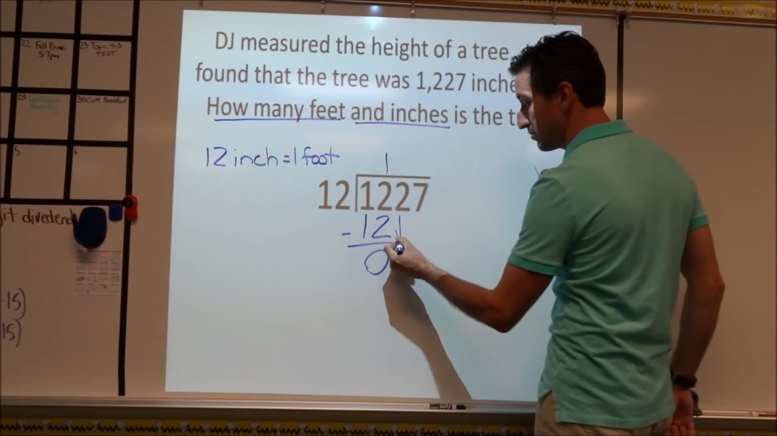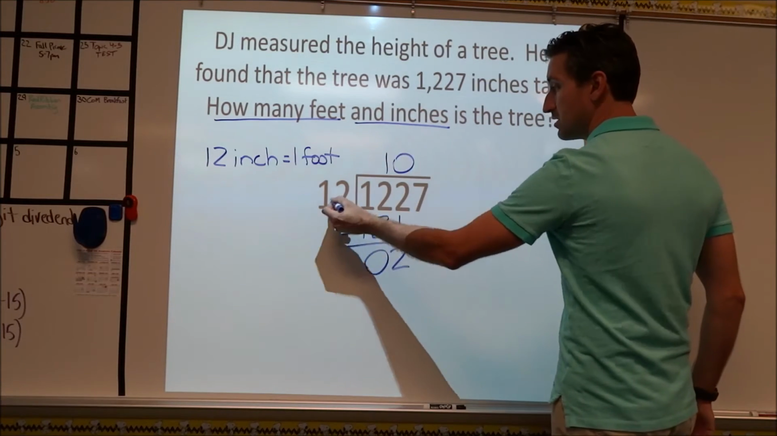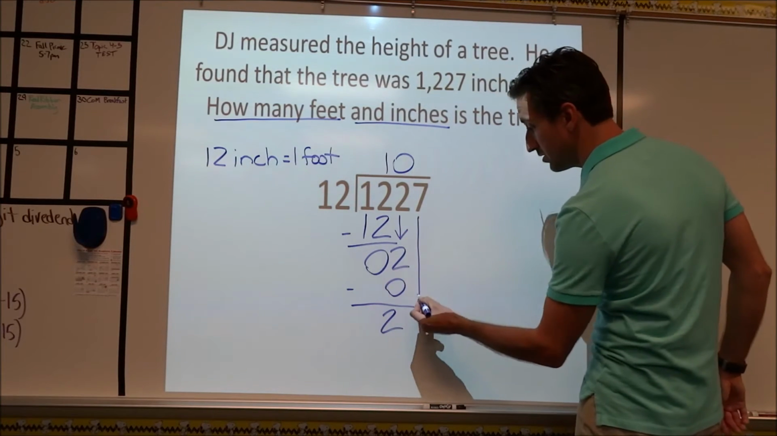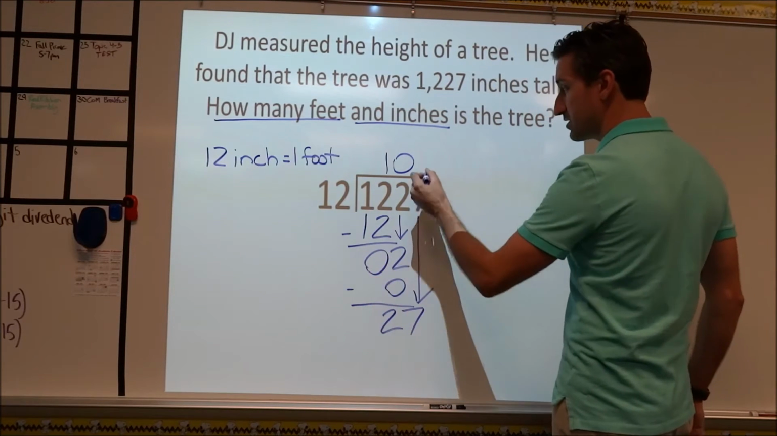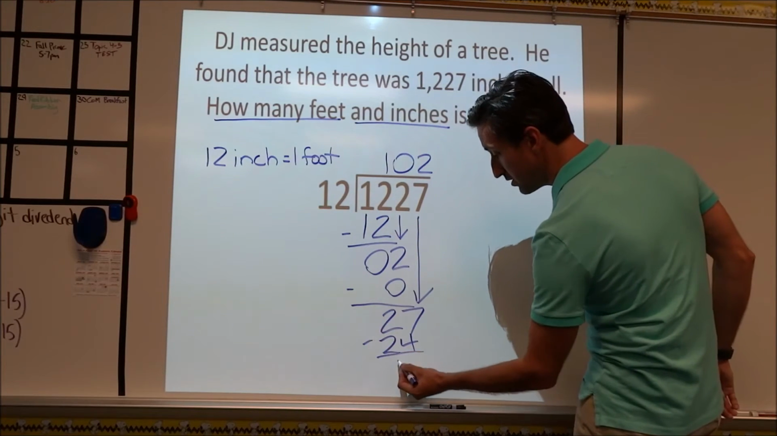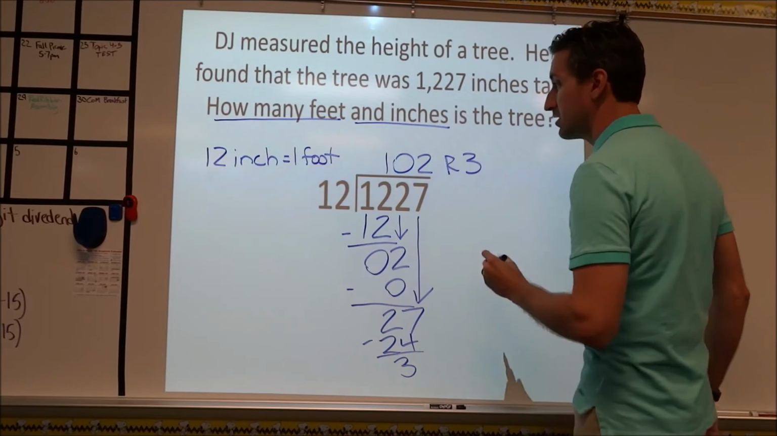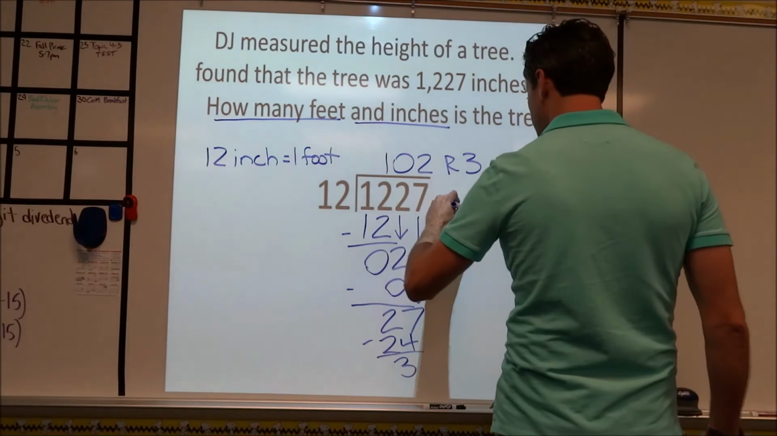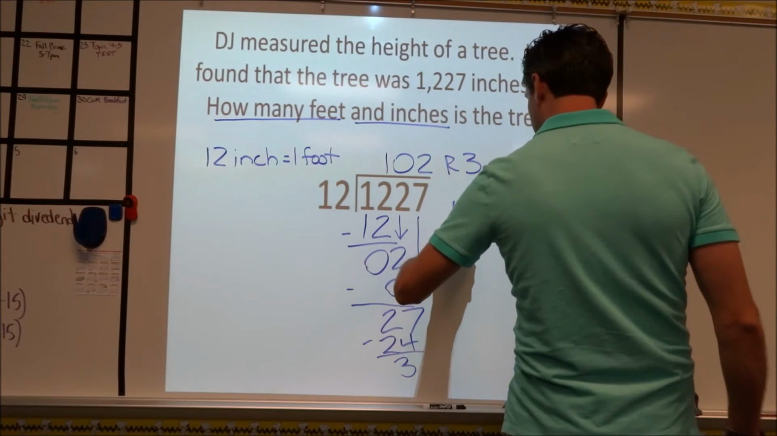Subtract and get 0. Bring down our 2. 12 will go into 2 0 times. 0 times 12 is 0. Subtract, get 2. Bring down my 7. 12 will go into 27 2 times. 2 times 12 is 24. Subtracting, get 3, so it's 102 with a remainder of 3. So that tells me that the tree that DJ measured was 102 feet and 3 inches.